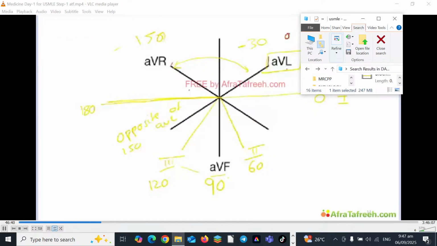Now there are two ways to do it. You can either just remember all of these values or you have an understanding of this. Remembering that AVL is minus 30 degrees, you might forget it at times. But remembering that AVL is above lead 1 and all these leads are at 30 degrees difference to each other would help you remember it as minus 30.